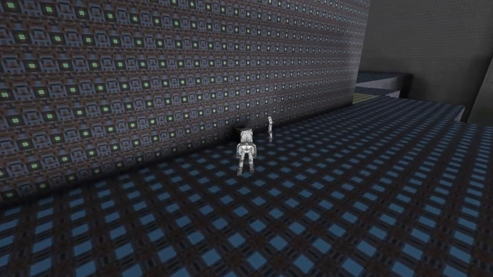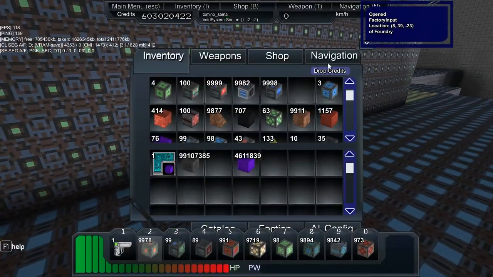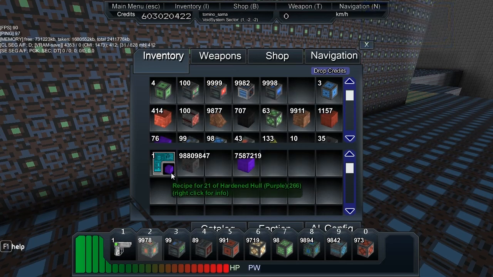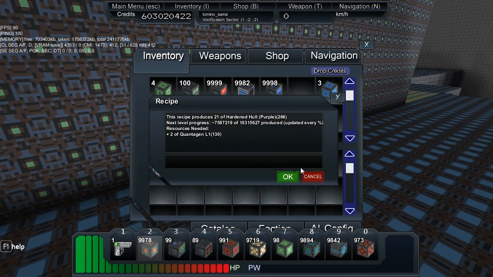Really? After 3 ticks? Let's have a look. Is this a new recipe? Yeah. No, I can't see the new one. Yeah, you can. It's the same. It's hardened purple hull. It just takes quantigen instead of plextanium. Oh yeah, there you go. Yeah, I see.